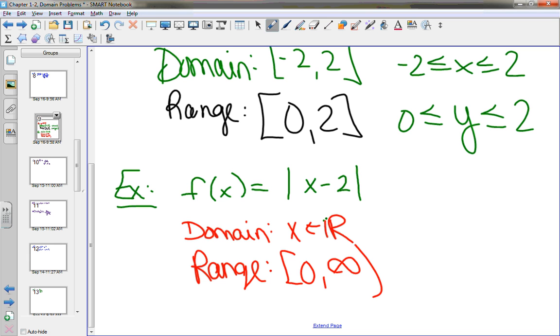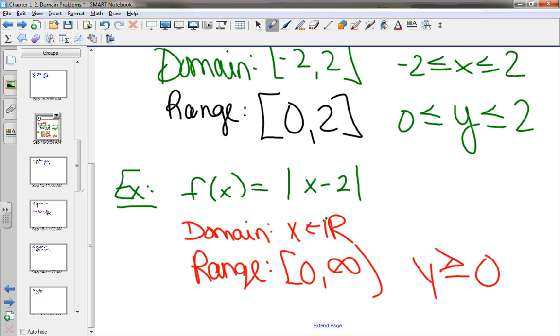Now, the bracket means that you're including it. The parenthesis means you're not including it. Why can I not put a bracket on infinity? Because I can always tack on another number on it, right? And make it bigger and bigger and bigger. Now, that's one way of writing it. Or I can say y is going to be greater than or equal to 0. Meaning it can be any number as long as it's greater than or equal to what value? 0. Do we understand that?